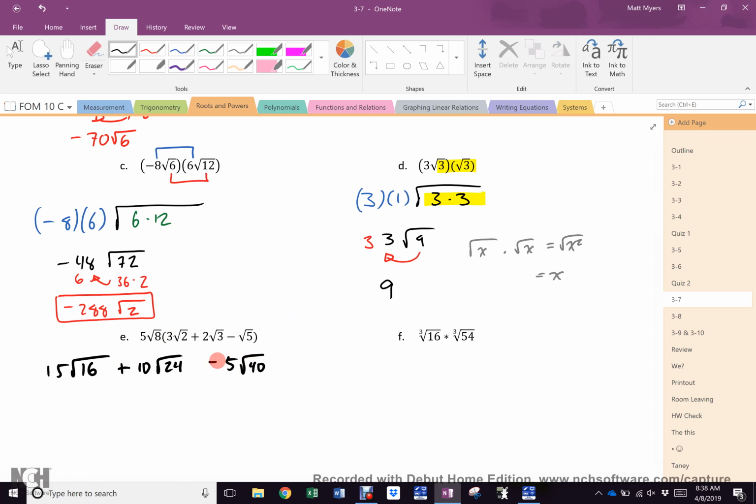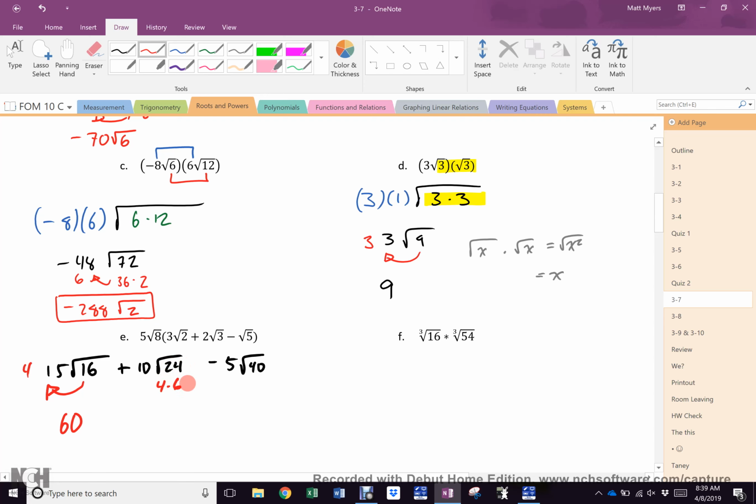Is that the answer? No, why not? Because I can simplify it. What is the square root of 16? 4. So what's coming out? What's 4 times 15? 60. Does 24 simplify? We've already done 24 on this page. 6 times 4, thank you, Prab.